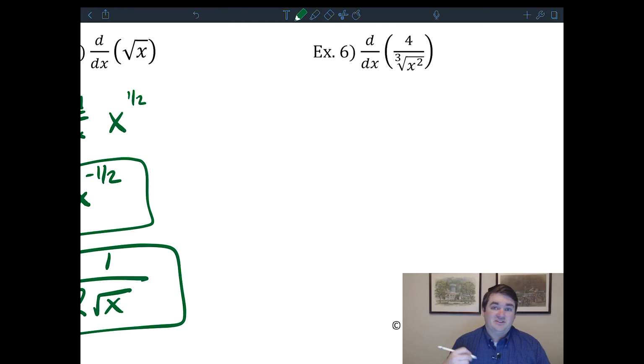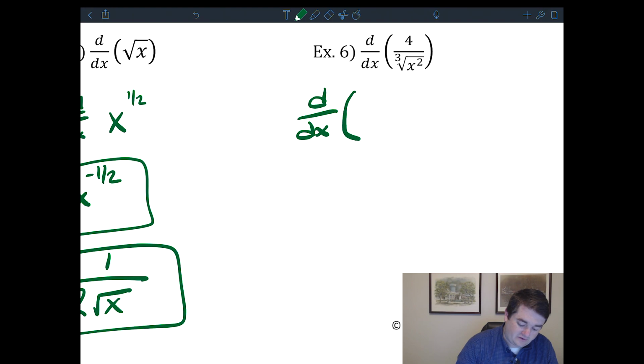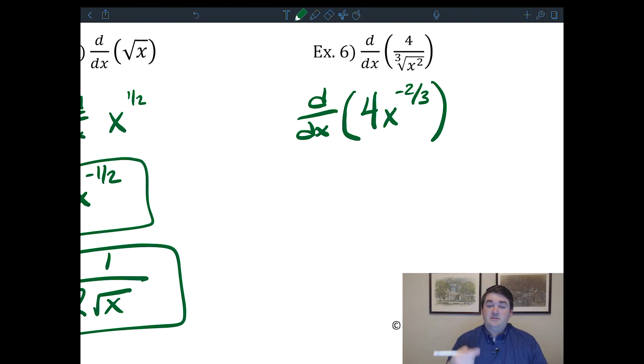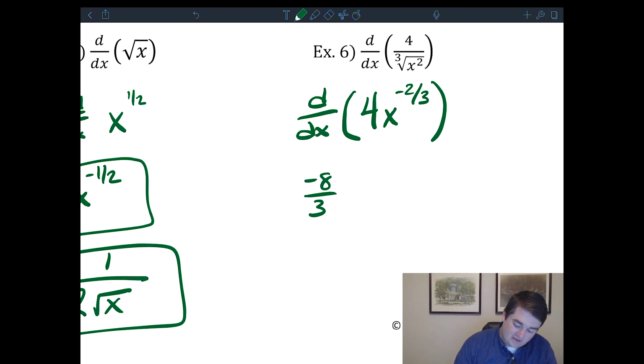Again, how can I rewrite this so I can use the power rule? I'm going to rewrite this as the derivative of 4x to the negative 2/3. Negative because it's in the denominator, 2/3 because it's the cube root and it's being squared. Now that it's written like this, I can use the power rule, the derivative of 4x to the negative 2/3. Negative 2/3 times 4 is negative 8/3. X to the negative 2/3 minus 1 is negative 5/3.